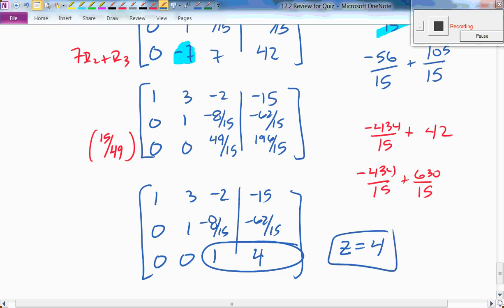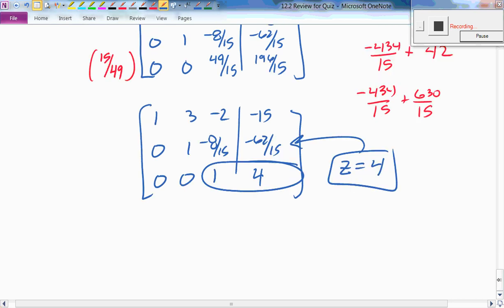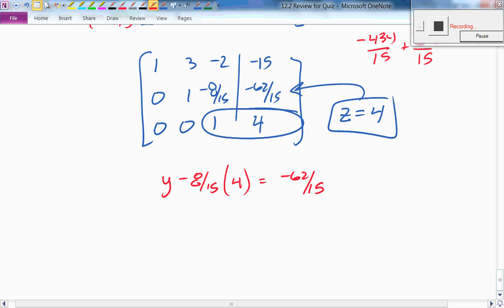Okay, now that we have z is 4, let's go back into row number 2. You guys still with me on this? So that means I'm going to have 0x, y minus 8/15 times 4 has to be negative 62/15. All I'm doing is back substituting. So that's going to be y minus, what would this be? Negative 32/15. Y minus 32/15 equals negative 62/15.